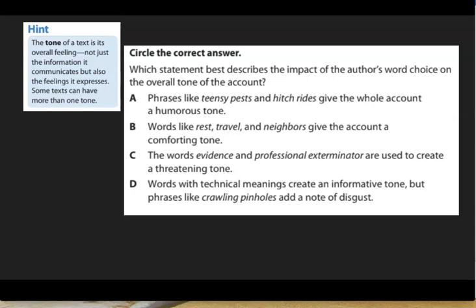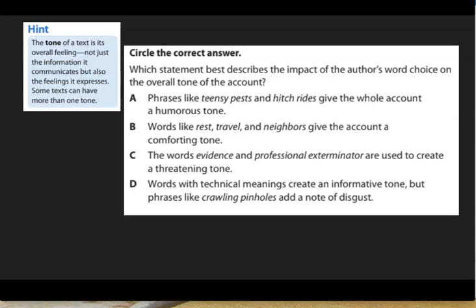And so on your own here, let's read this. We'll read this question together, and then I'd like for you to answer it on your own. Which statement best describes the impact of the author's word choice on the overall tone of the account? A, phrases like teensy pests and hitch rides give the whole account a humorous tone. B, words like rest, travel, and neighbors give the account a comforting tone. C, the words evidence and professional exterminator are used to create a threatening tone. Or D, words with technical meanings create an informative tone, but phrases like crawling pinholes add a note of disgust.